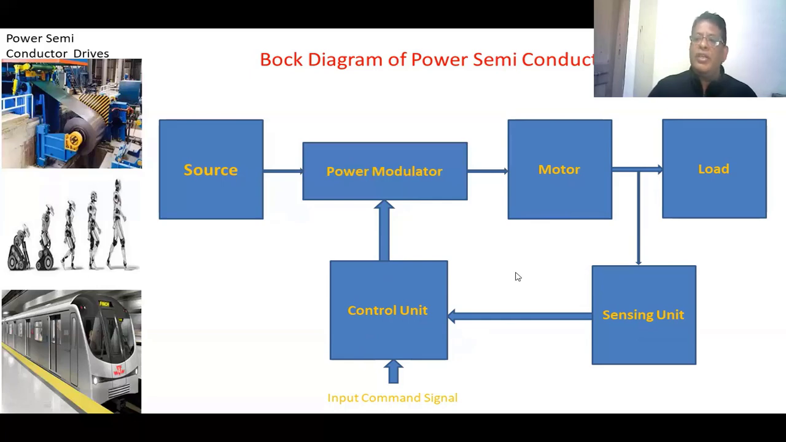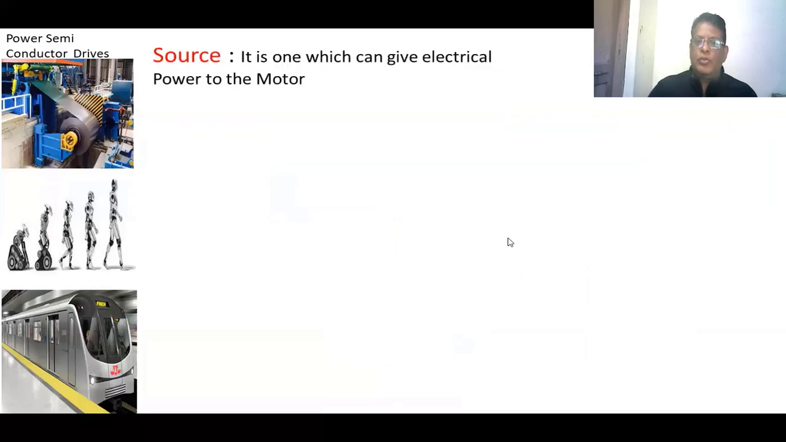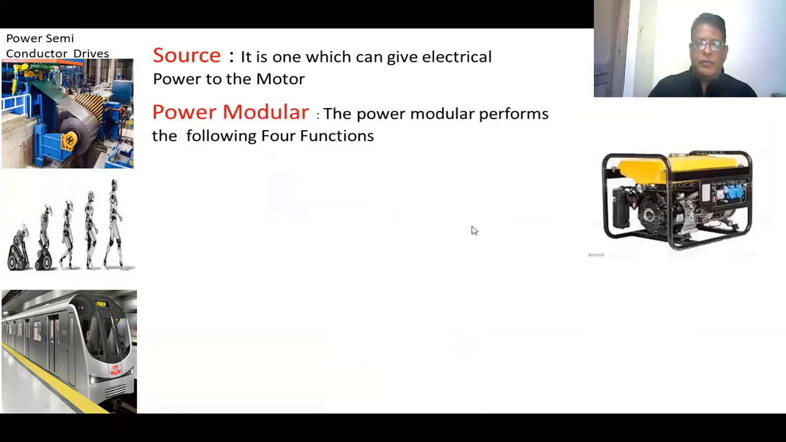Now we are going to see each component individually. The source is the one which gives the electrical power to the motor. Here we have taken the drive as a motor. There are two types of source: one is the DC source, another one is the AC source. The second one is the power modular.